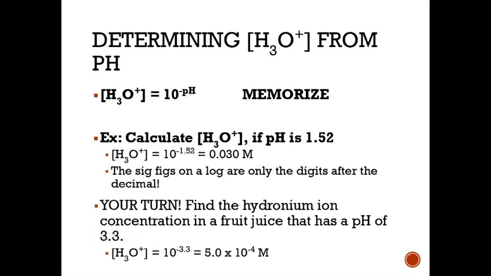Now we're applying this concept to a practice problem. You've got fruit juice with a pH of 3.3, and we need to find the hydronium concentration. We substitute 3.3 into our formula. H3O+ equals 10^-3.3. When you calculate this on your calculator, you get 5.0 times 10 to the negative 4 molar. Notice how we express the answer in scientific notation. That's typical for very small numbers like this. Also pay attention to significant figures. The pH has 1 digit after the decimal point, so our answer should have 2 significant figures, which we do with 5.0.